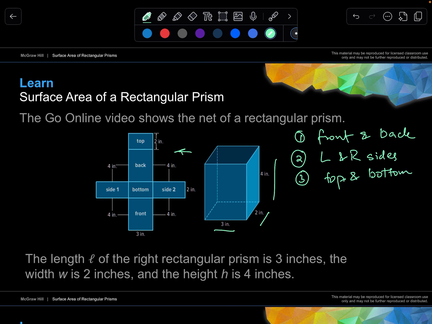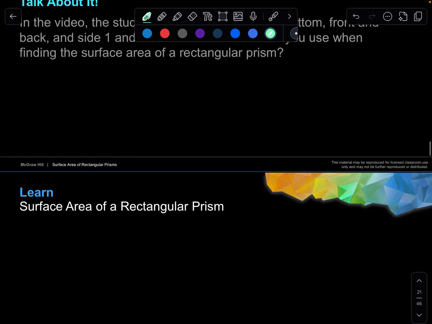My total surface area is the sum of all of these. So I could find 6 of these dimensions and 6 of these areas and add them all up. Or I can find surface area 1, 2, and 3, add it up, and then multiply it by 2. So that's going to be my shortcut.